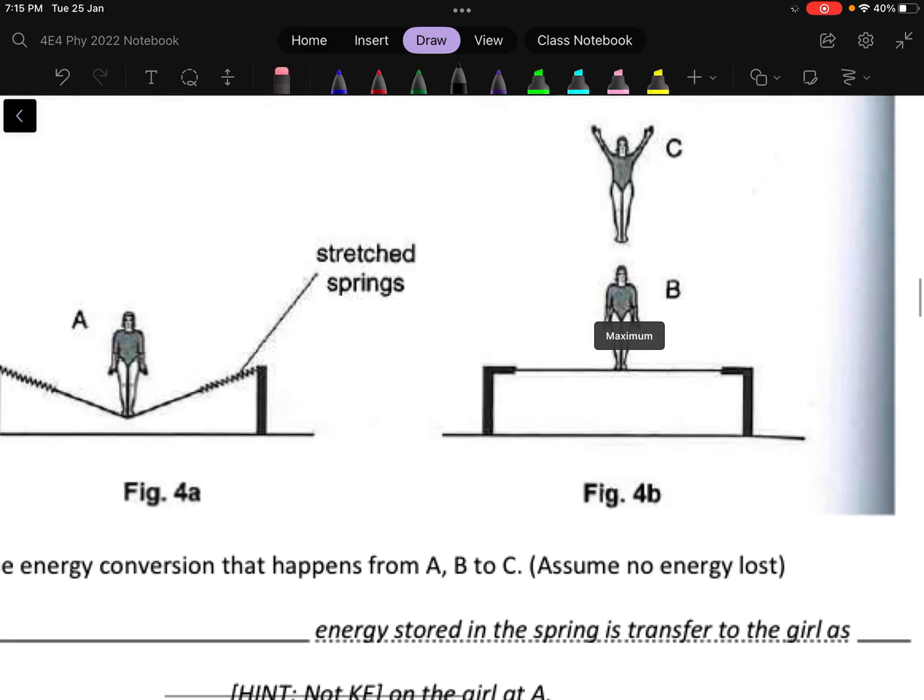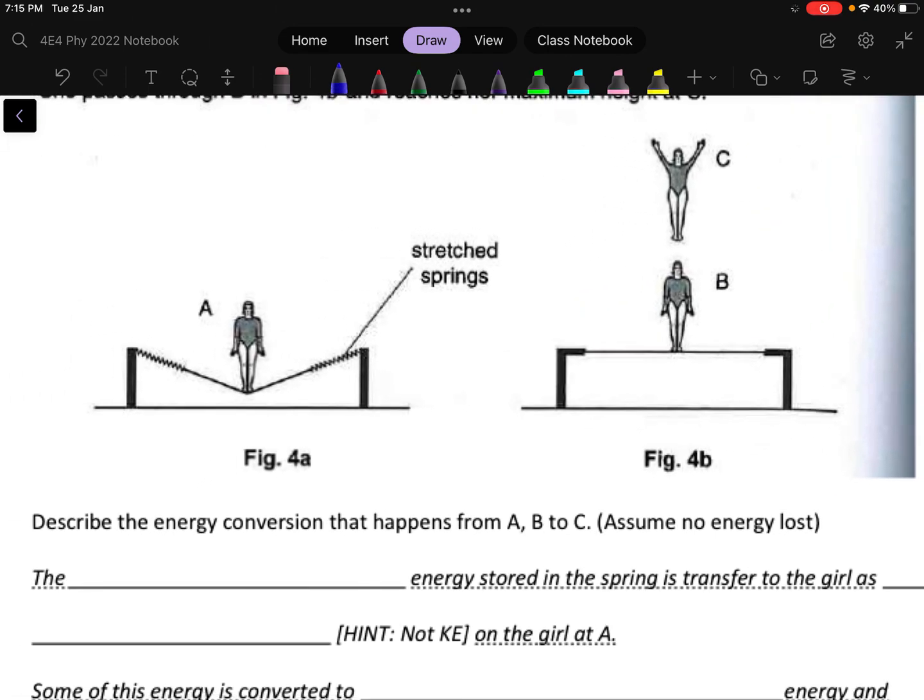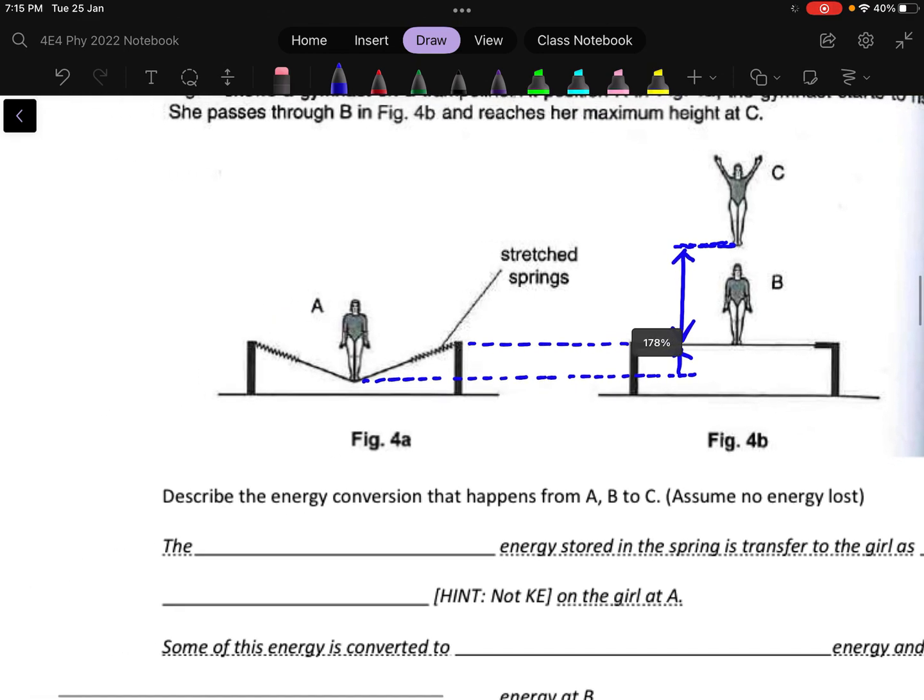Well, at B, you can also observe that between A and B, the gymnast will gain GPE because now there's a height difference. And then after that, when it reaches C, it will gain even more height. So I think this story is about a gymnast gaining GPE.